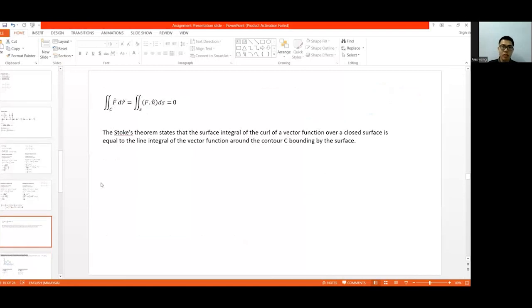Last but not least, since the line integral is equal to the surface integral, both equal to 0, this matches what Stokes theorem states: the surface integral of the curl of a vector function over a surface is equal to the line integral of the vector function along the curve C bounding the surface. So this is the explanation for Stokes theorem.